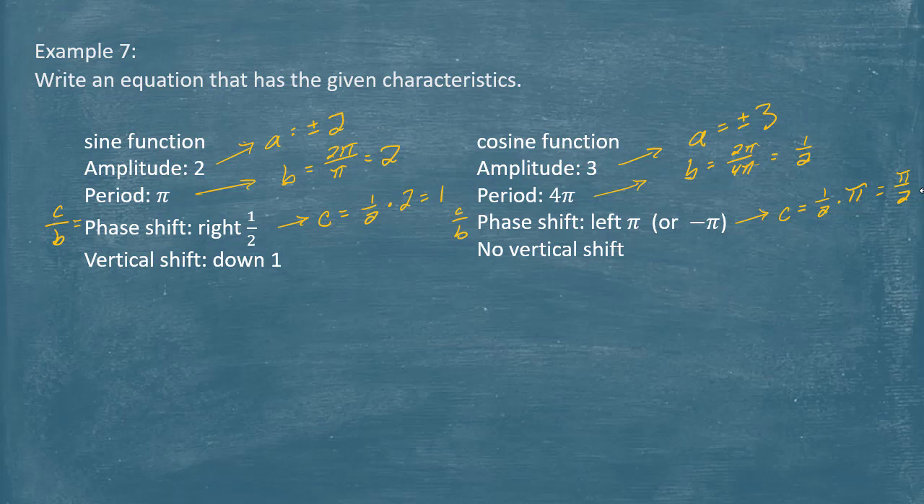And then the vertical shift down 1 should help me identify the D value. So down 1 means that D must be -1. If there was no vertical shift, that basically means there would be a 0 in that spot, so I can really just not worry about putting a +0 at the end.